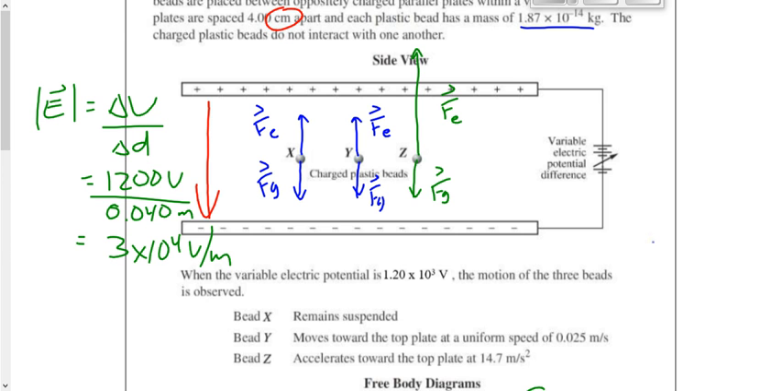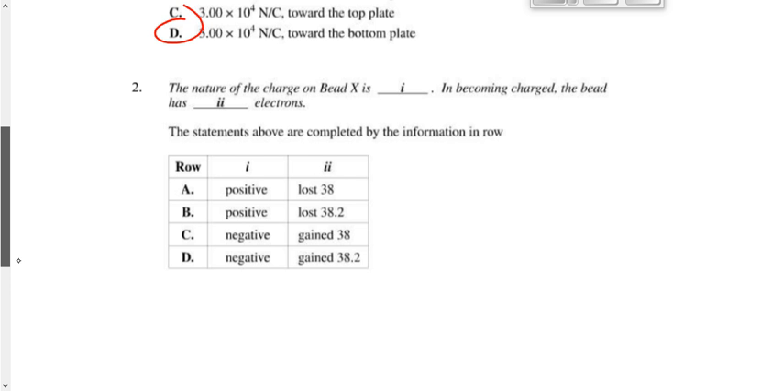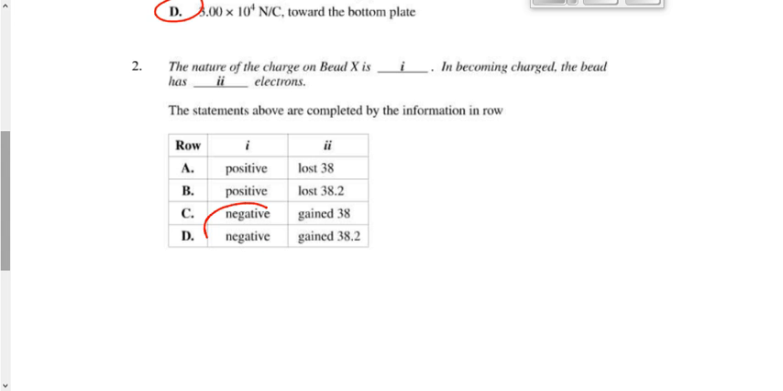So we're going to say the answer to that one is, oh, they ask us more, I guess. It's negative because it's gained, right? Because it's gained. C or D. How many has it gained?